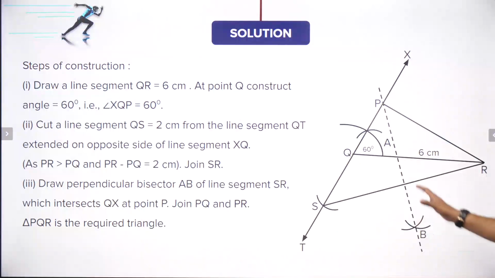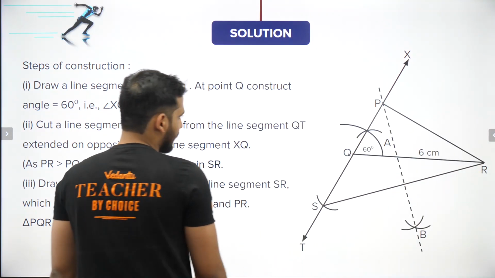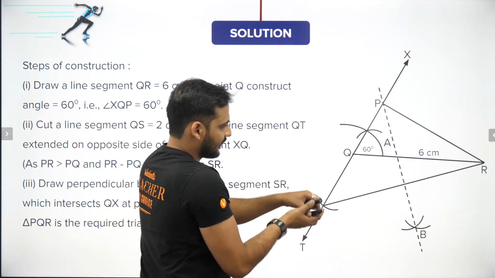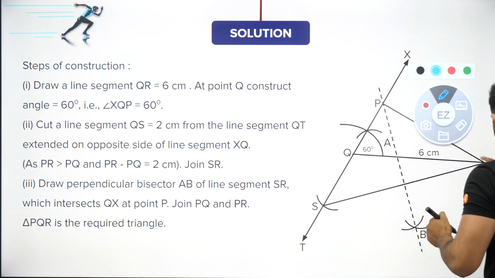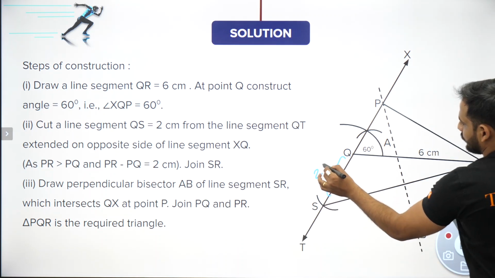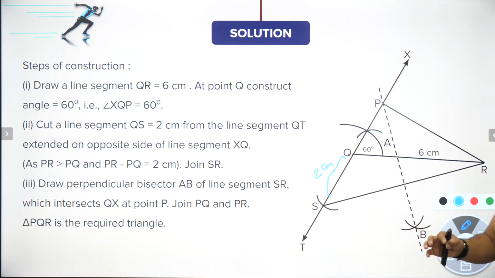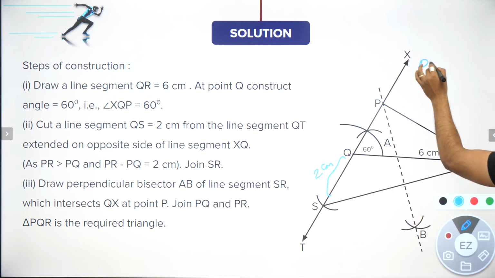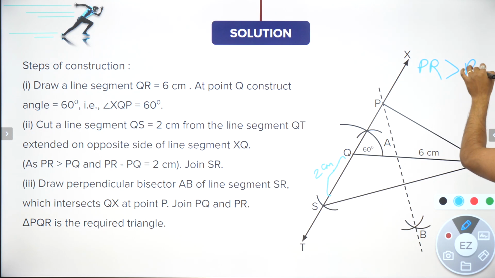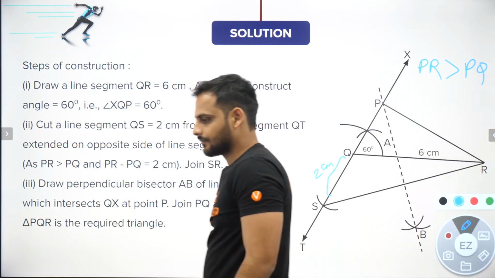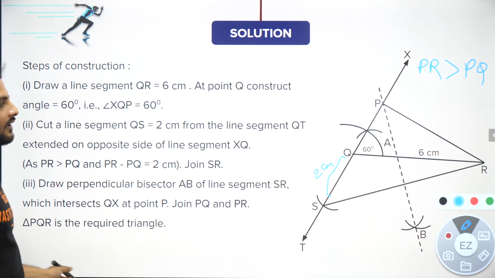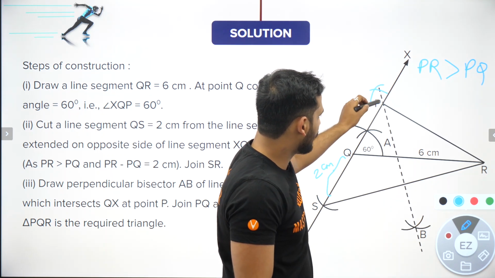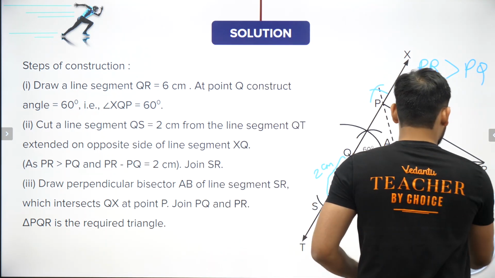Okay, let me show you one more time here. You can clearly see what we have done. We have drawn QR. We have extended this line backward such that this part is 2 centimeter. Why are we extending this backward? Because the side which is not attached to the given angle, PR, is greater than the side attached with the angle. Then extend this backward, join S to R, draw the perpendicular bisector. Wherever it intersects, that will be your point P. As simple as that. Okay, let's move to the next question.